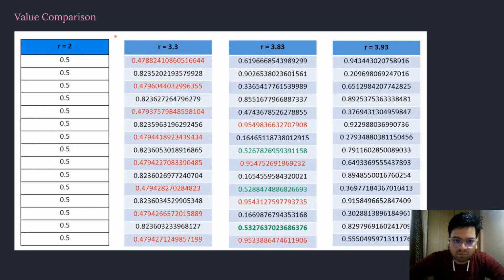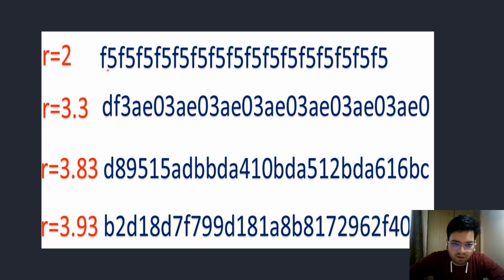Therefore, it is deterministic. Now, while comparing the values of the logistic map, we can see that when r equals 2, all the values are identical. After increasing r to 3.3, the predictability decreases somewhat, as only the alternating values are identical. Increasing the r value further to 3.83, we can see the predictability decreases more, as this value is similar to this and this value is similar to this. So, we have decreased the predictability, and we have seen that when r equals 3.93, it becomes completely unpredictable. So this is the example in cryptography. If this is a key, when we take r equals 2, we get the alternate values of the key as the same.